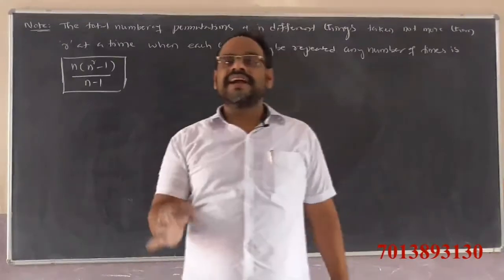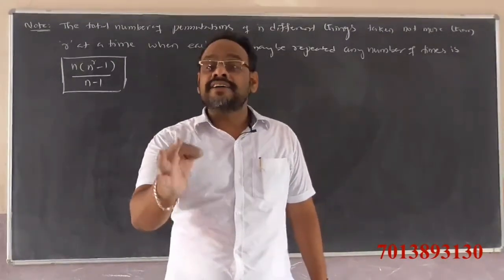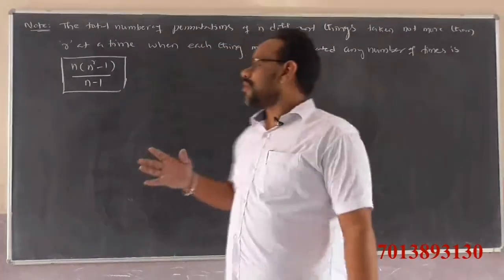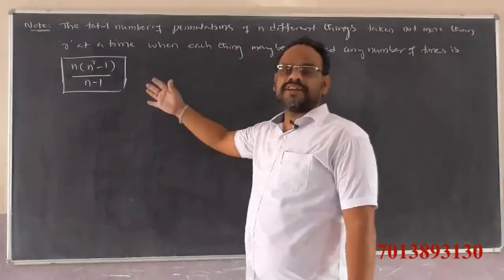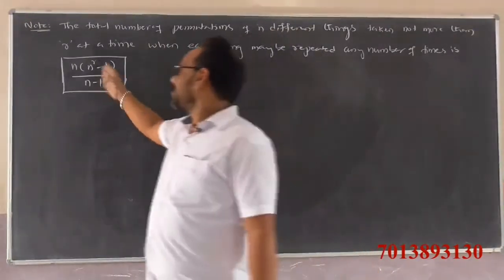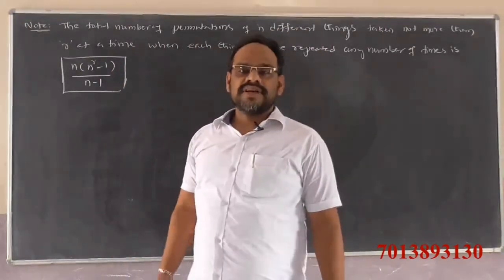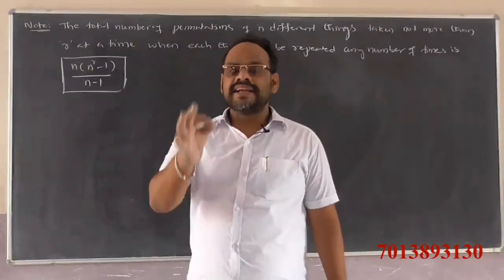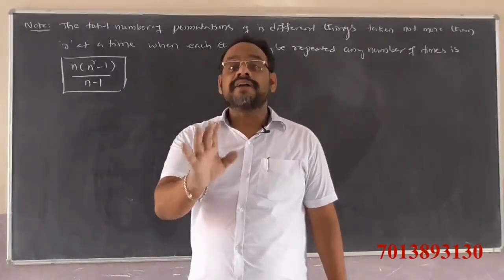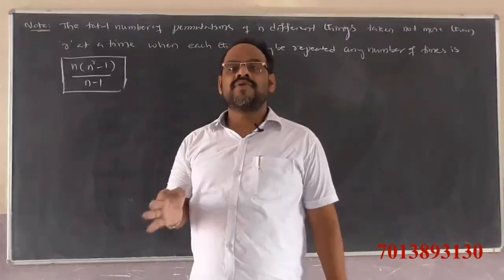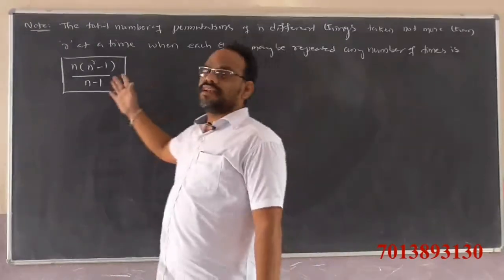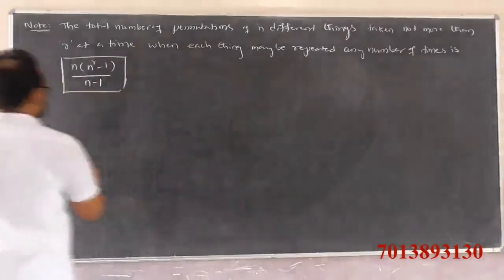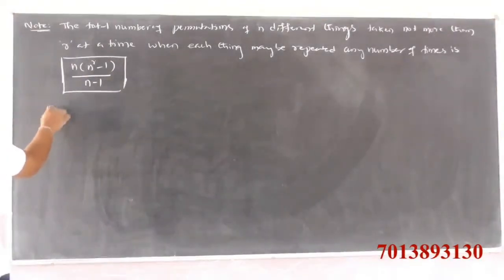The total number of permutations of n different things, n distinct objects, taken not more than r at a time. So the total number of permutations is how much? It is n into n power r minus 1 by n minus 1. So you should prove this.